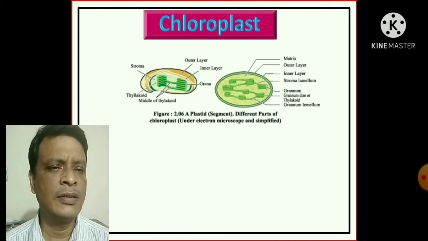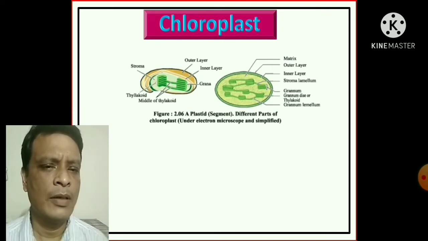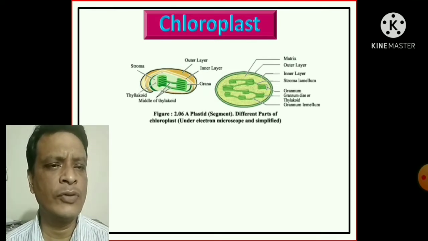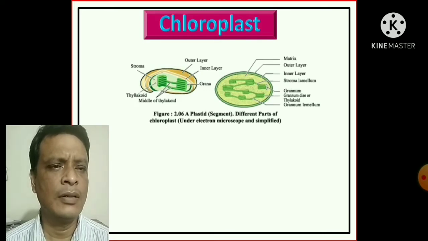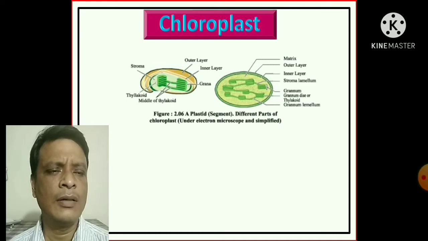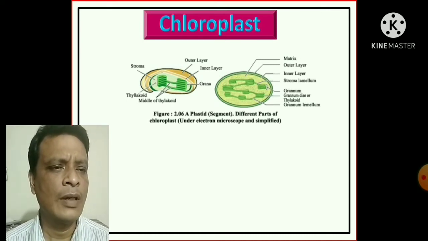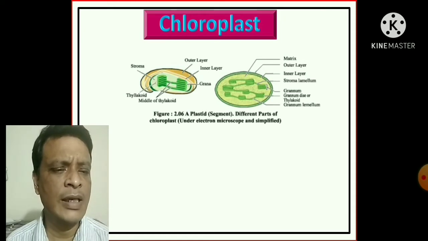Chloroplast is the green plastid. This plastid is basically involved in photosynthesis, and the chloroplast bears the chlorophyll, and due to the presence of chlorophyll, plants can prepare their own food by the process of photosynthesis. Each chloroplast has two parts, mainly the stroma and the grana.